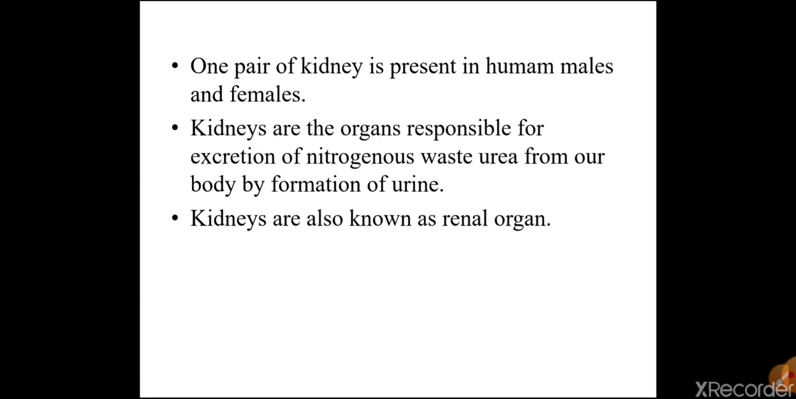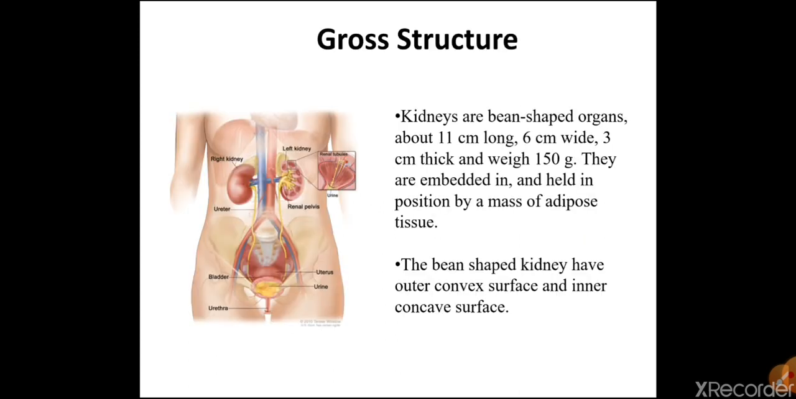One pair of kidneys is present in human males and females, and these are the organs responsible for excretion of nitrogenous waste, that is urea, from our body by formation of urine. Kidneys are also known as renal organs. In part 1 we will be studying only the structure of kidney, and in part 2 we will be discussing its functional unit.